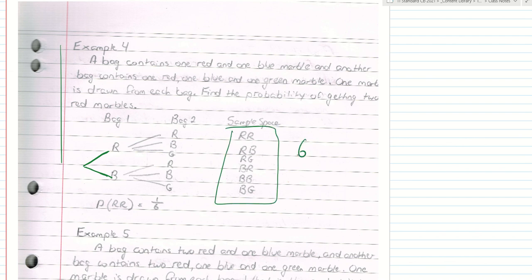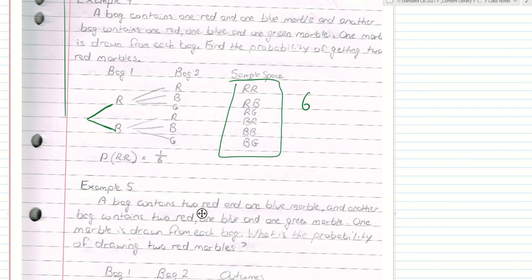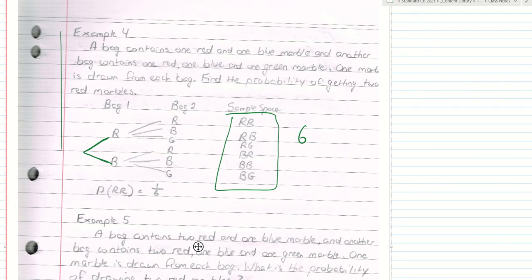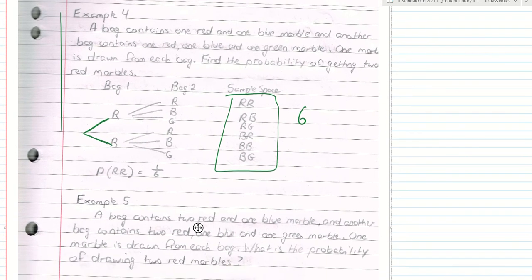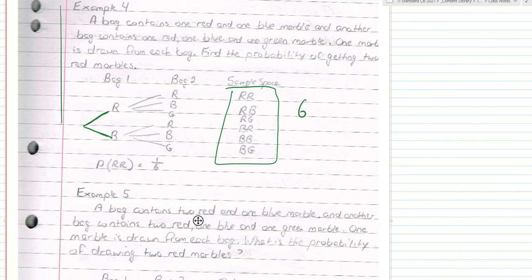I've got 6 possibilities in my sample space. All of my questions are going to be that. Find the probability of getting 2 red marbles. So I'm looking for RR, and it looks like for once I've managed to do this correctly. There's only 1 possibility. 1 out of 6 is my probability of getting 2 red marbles.